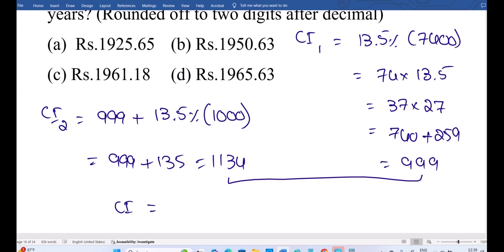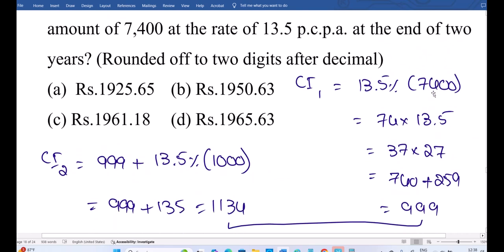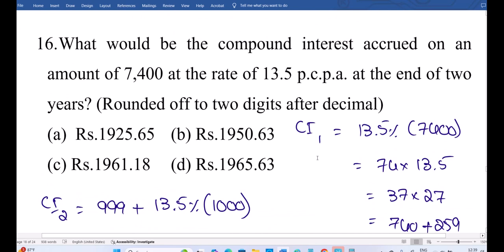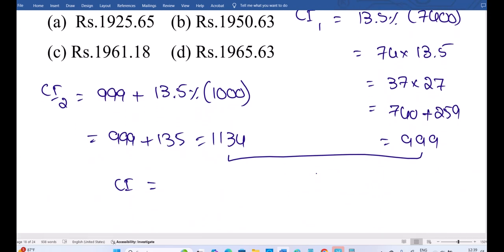I think I did some mistake somewhere. Let me check here. 37 into 27, 45. So 13.5% of 7,400 is perfect. Divided by 100, two zeros will cancel. That's fine. 37 multiplied by 27, 740. 259 is correct. Addition also seems correct. I believe we got the correct answer. It should be approximately 2133.